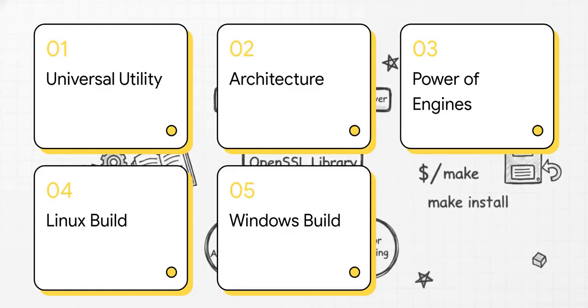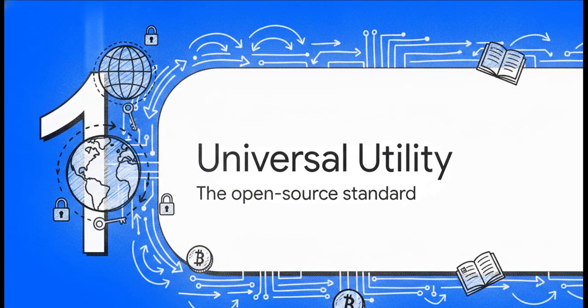Here's a quick look at our roadmap for today. First, the Universal Crypto Utility. Then, versioning and core libraries, followed by the power of engines. After that, we'll get into the practical stuff: building OpenSSL on Linux, and finally, building OpenSSL on Windows. All right, starting with Section 1, the Universal Crypto Utility, the open source standard for cryptography.